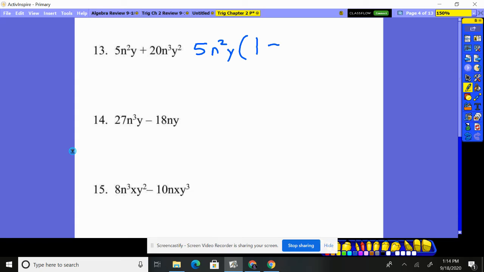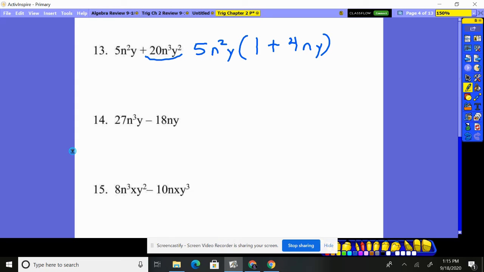A 1. For the next piece, 5n squared y times what gives me back that 20n cubed y squared? Well, 5 times 4 will give you the 20. N squared times an n will give you the n cubed. And a y times a y will give you the y squared. So it's 5n squared y times the quantity 1 plus 4ny.